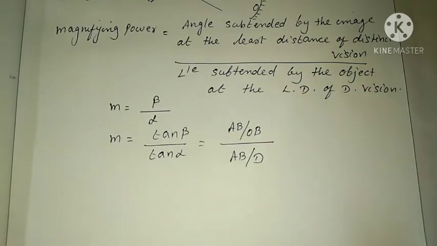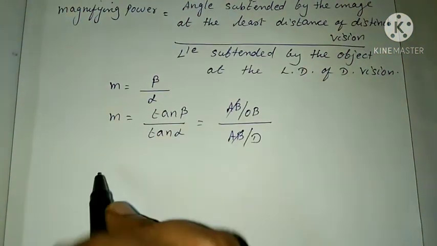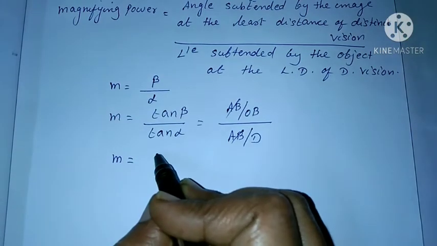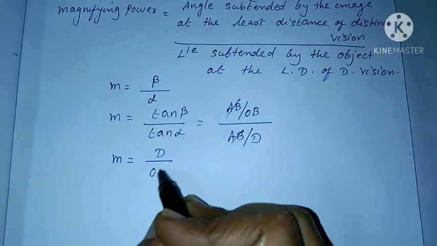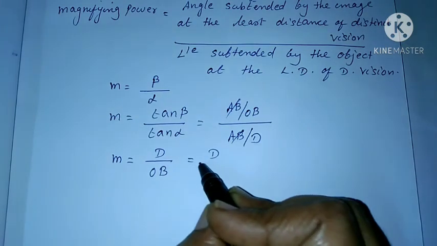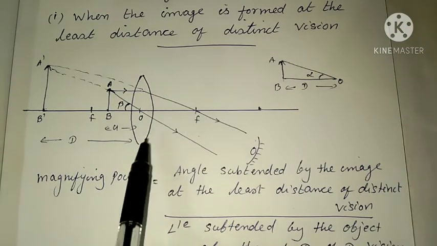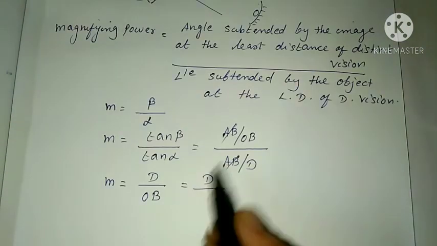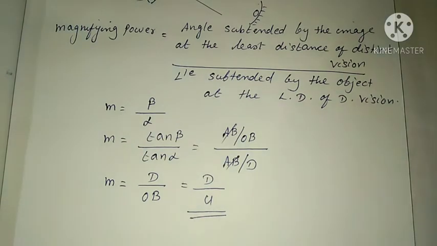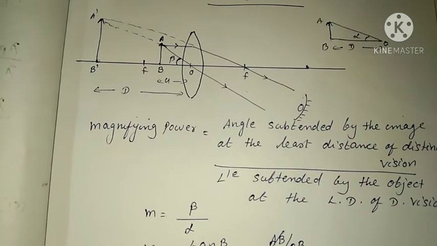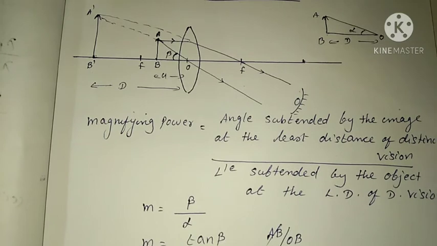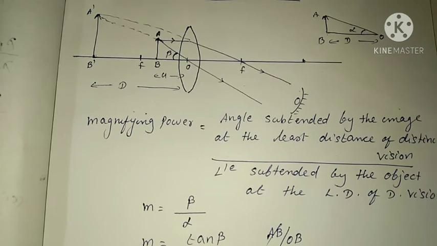Then we can cancel this AB and AB. So what is the answer here? That is m equal to D divided by OB. What is the OB from the figure? That is the object distance. Clear? So m equal to D by U. So this is the magnification in terms of D and U. Then you want to find out the magnification when the object is at the least distance of distinct vision and the image is also at the least distance of distinct vision.